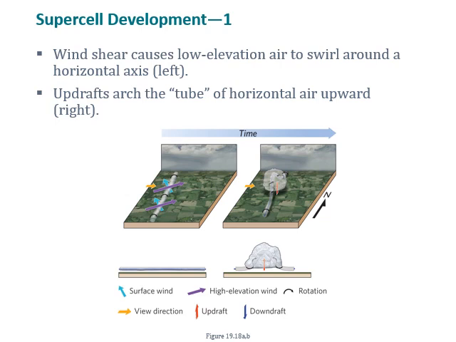So in time A on the left, you have wind shear causing low elevation air to swirl around a horizontal axis. So we have the high elevation wind in purple running across and above the surface wind, and that's producing a rotation shown in the sort of curled horizontal column below them. In time B, updrafts arch this tube of horizontal air upward.